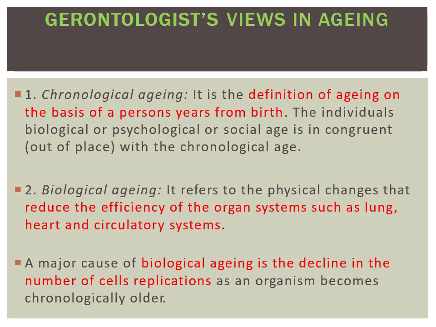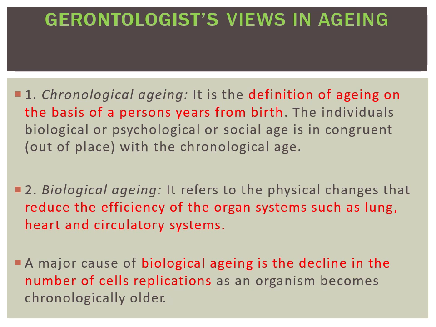Next, the gerontologist's view on aging. Aging is divided into different types. One is chronological aging. Chronological aging is the definition of aging on the basis of the person's years from birth, whereas the individual's biological, psychological or social age may be incongruent with the chronological age.